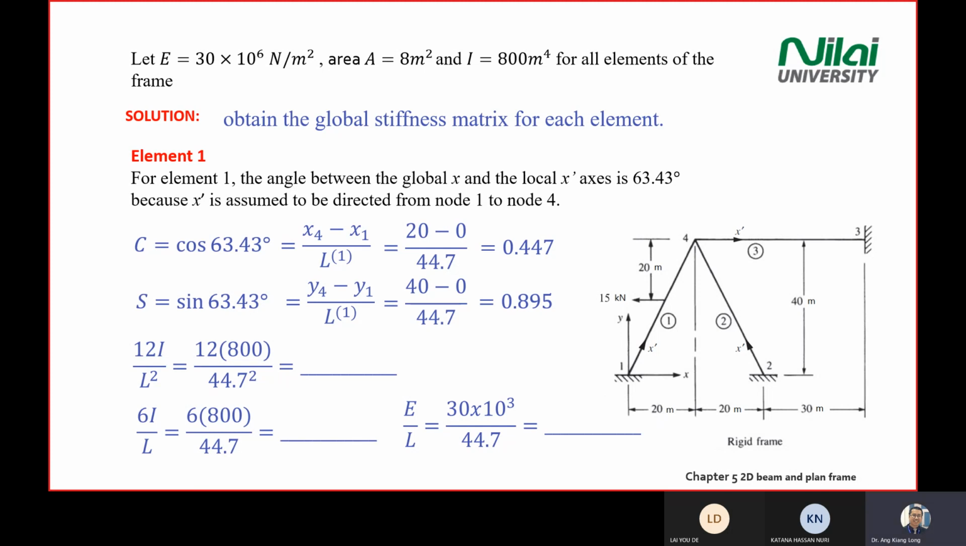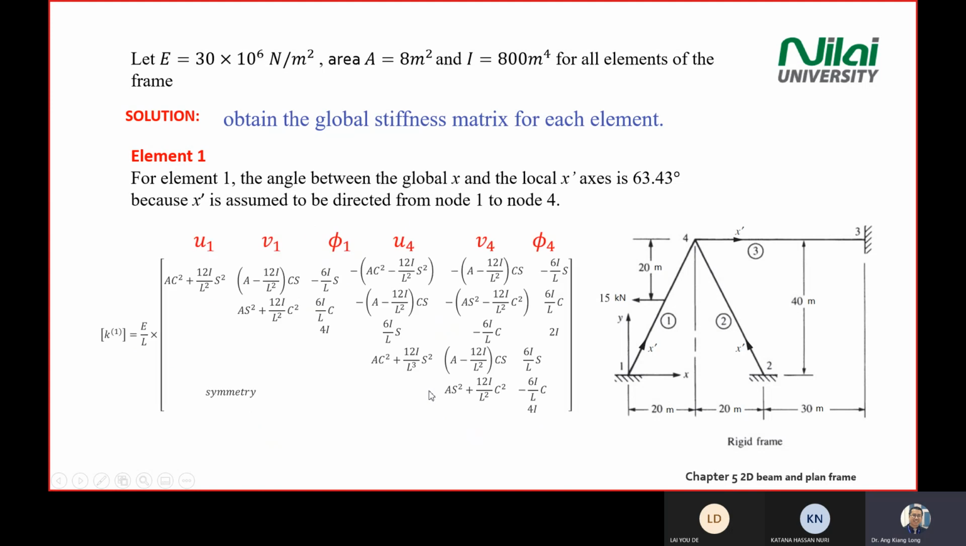Why do you need to calculate the cos and sine and the unknowns here, the 12EI/L cubed, 6EI/L squared, EI/L, and so on? You substitute all the values. Then recall again one of the 5 equations, the K stiffness matrix, for the rigid frame analysis: AC squared plus 12EI/L cubed S squared, and so on. This side is symmetric, so you just flip all the numbers that you calculated on this side to the other side, and you calculate the EL.